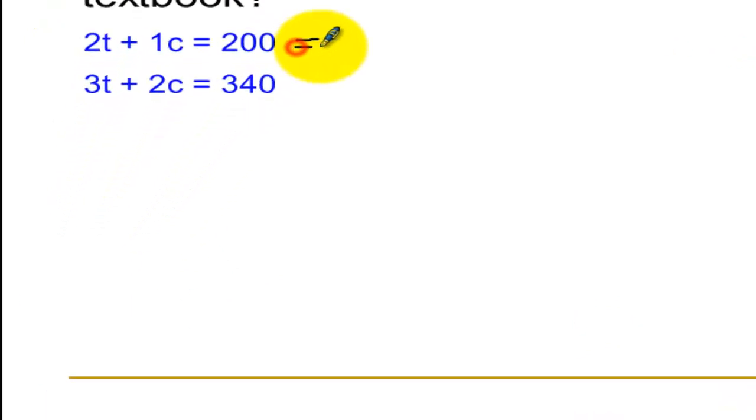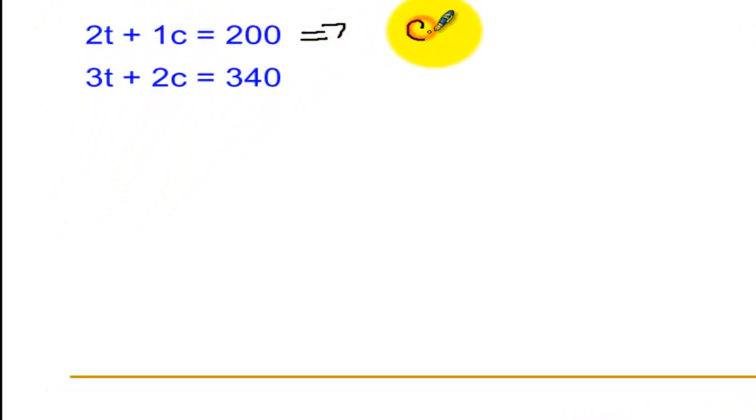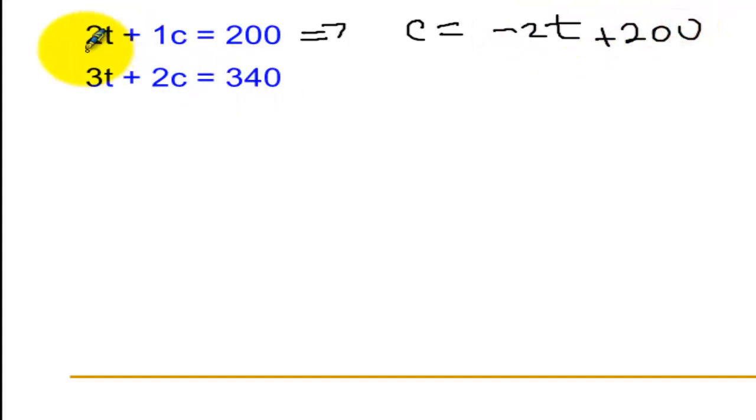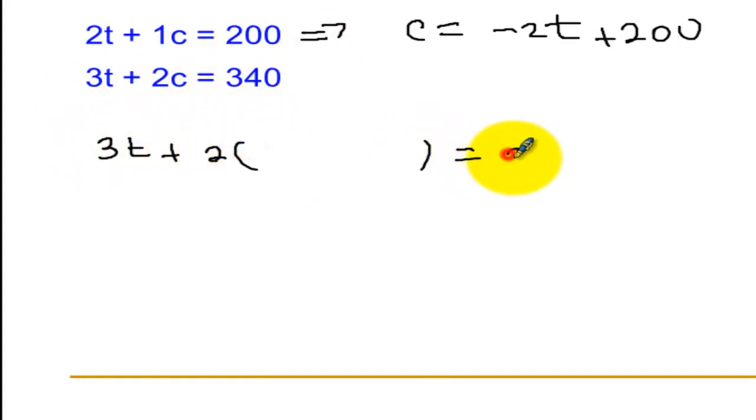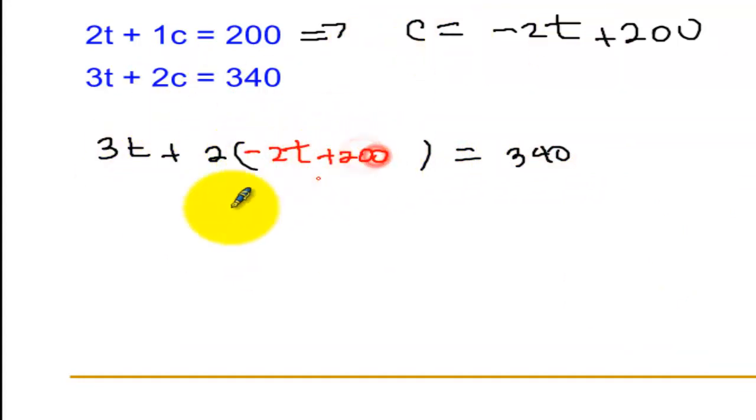From our first equation, we can solve for c, which is equal to negative 2t plus 200. So just subtract 2t from both sides and we are going to get this. Now this came from the first equation. It means that I have to replace the c in our second equation. So for our second equation, I'll just copy 3t. I have to replace my c equals 340. Now c is equal to negative 2t plus 200.